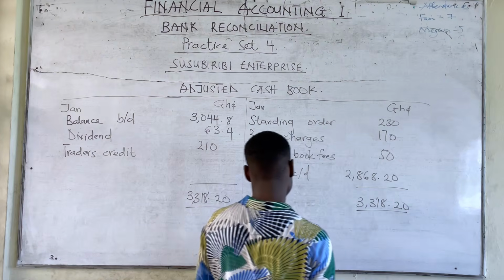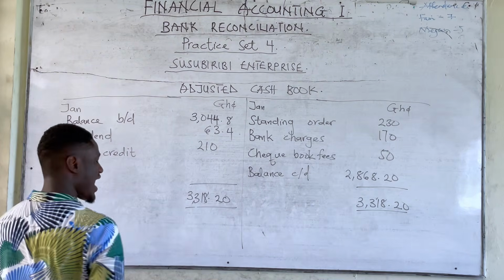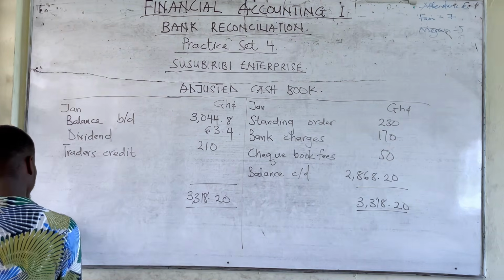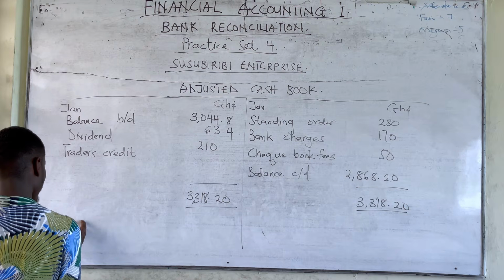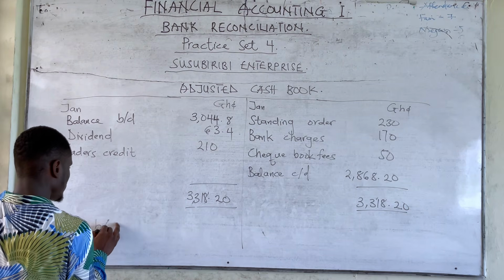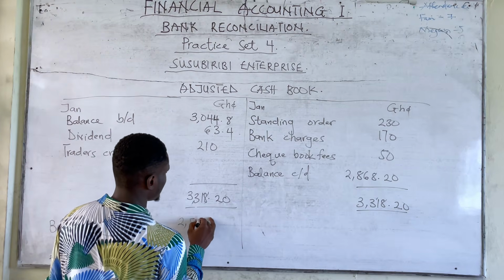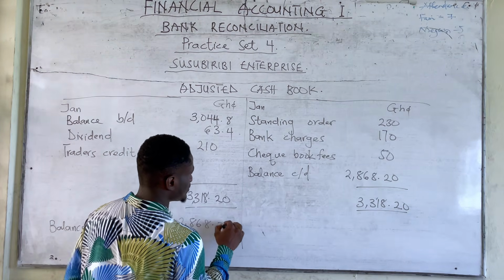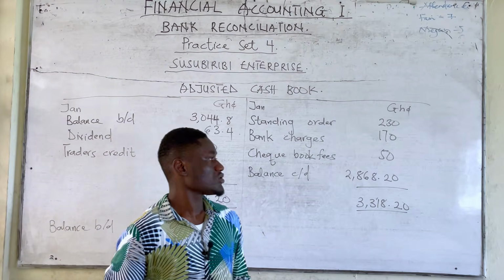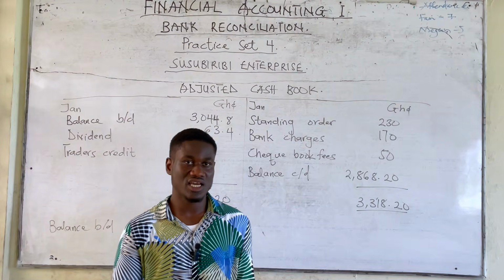Okay, and this same CD will come here as balance BD, which is 2,868.20. Okay, so that will be all for the adjusted cash book.